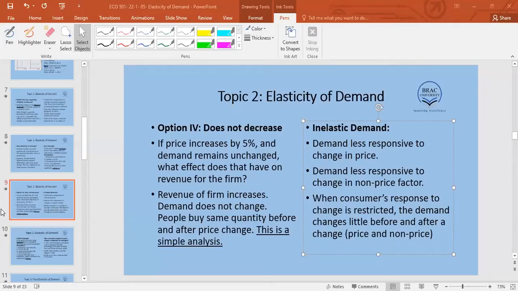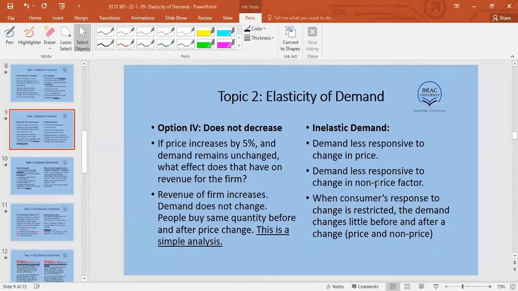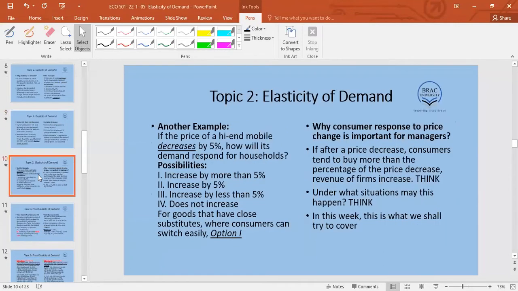Okay, so if this is going to affect you, definitely affects me. Okay, then this is just the opposite. Demand is responding to price change. If the price of a high-end mobile decreases by 5%, common sense tells us it will become very attractive to people, and people's demand will go up by more than 5%, right? This is common sense.